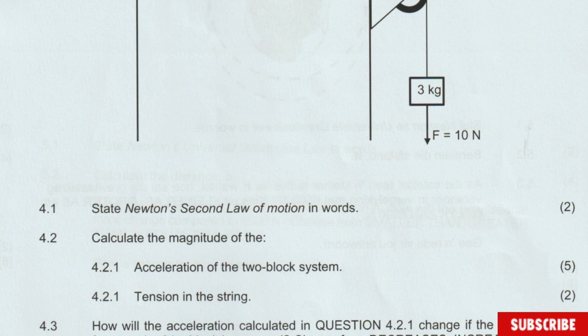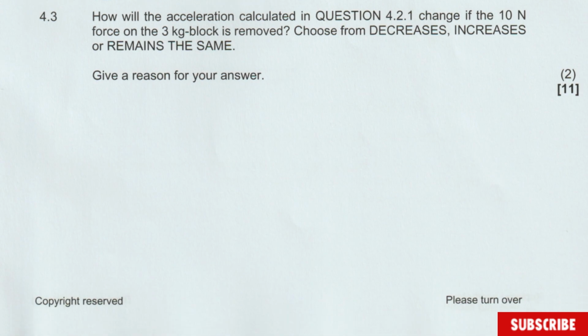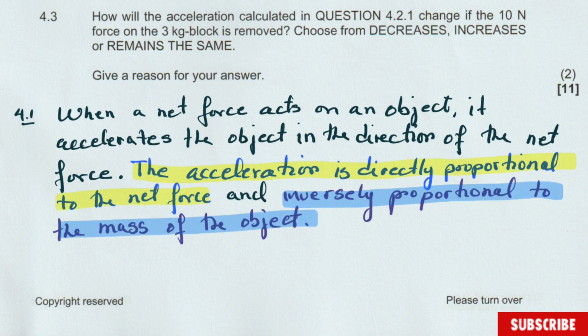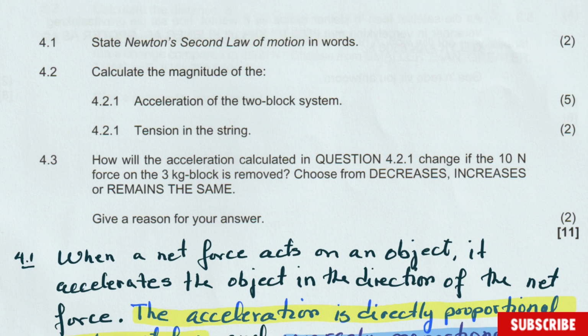State Newton's second law of motion in words. We're going to write that definition right here. So Newton's second law in words states that when a net force acts on an object, it accelerates the object in the direction of the net force. But the very first important thing that you will get marked is to say that the acceleration is directly proportional to the net force and inversely proportional to the mass of the object. Those are the two marks you are going to get in this specific question.